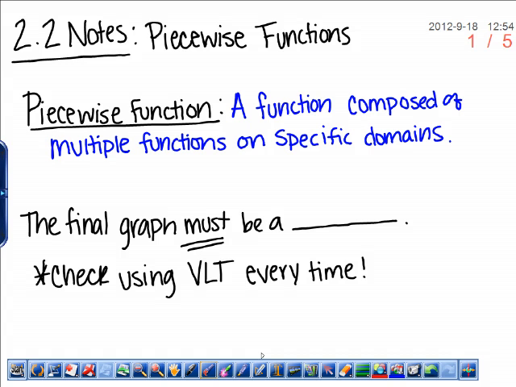So the really important key word here is that they are always called piecewise functions. Okay? They are piecewise functions, and it's always a function. So when you get done graphing your piecewise graph, it must be a function. So at the end, before you finish a graph on your homework or on a test or a quiz, I want you to check that it is a function, which we can do using the vertical line test.